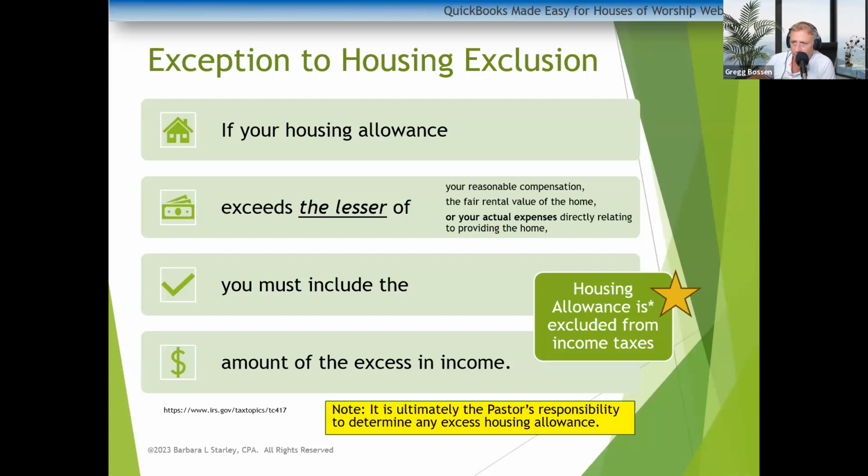Okay, Colette says, if the housing allowance does not go on a Schedule C, then where is it reported? I am so glad you asked. We're going to get right into that in a second. So we'll talk about that.